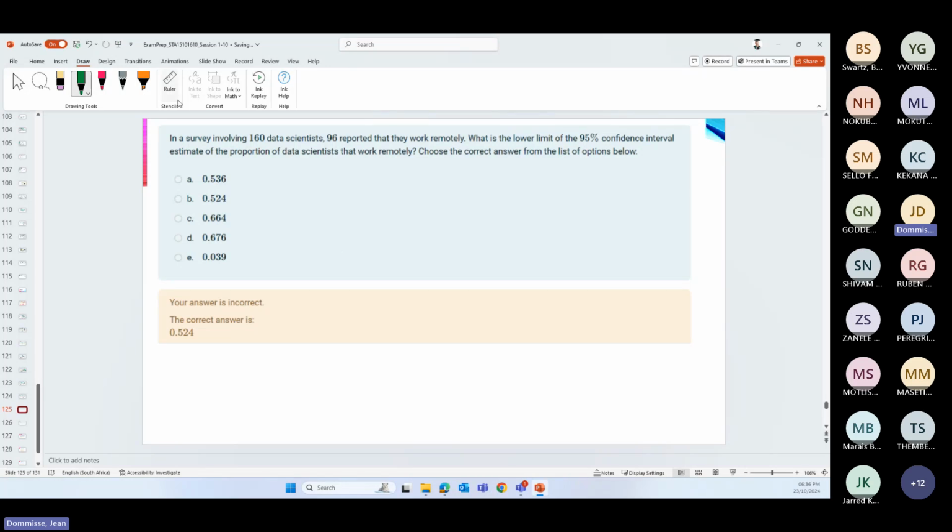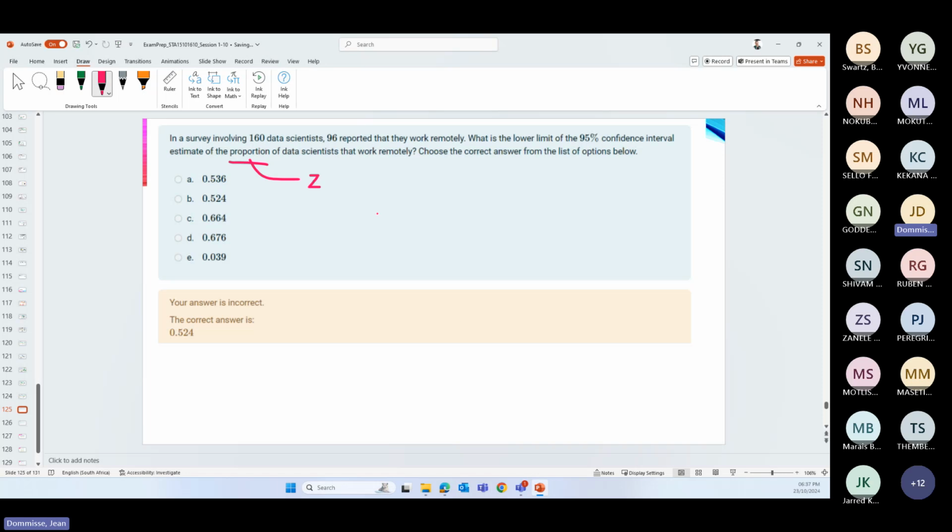Okay, so this is proportion. If we have proportion, it's always a Z. So in a survey involving 160 data scientists, this one looks so familiar, 96 reported that they work remotely. What is the lower limit of a 95% confidence interval estimate of a proportion?